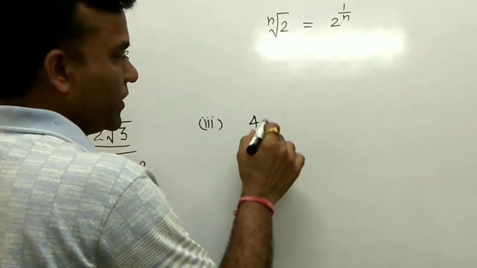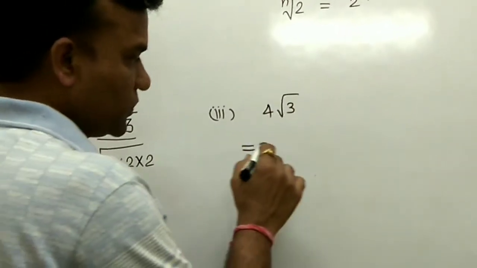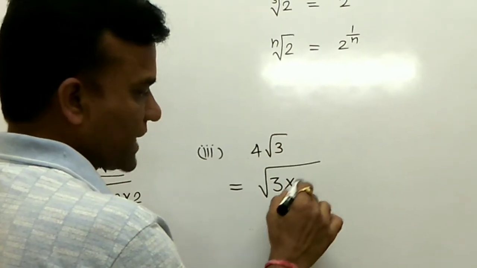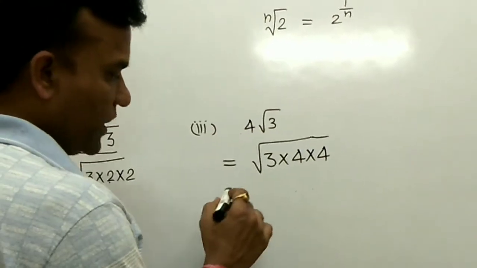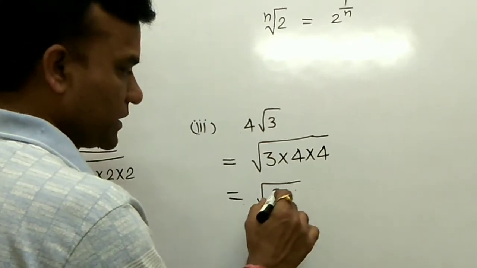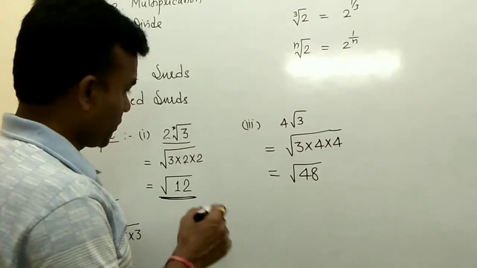Like 4 root 3. So how do you convert 4 root 3? First you include this 4 inside, 2 times, multiplying with the given number. So 3 into 4, 3 4s are 12, 12 4s are 48. So this number is 48, and then this is converted into the pure surd.